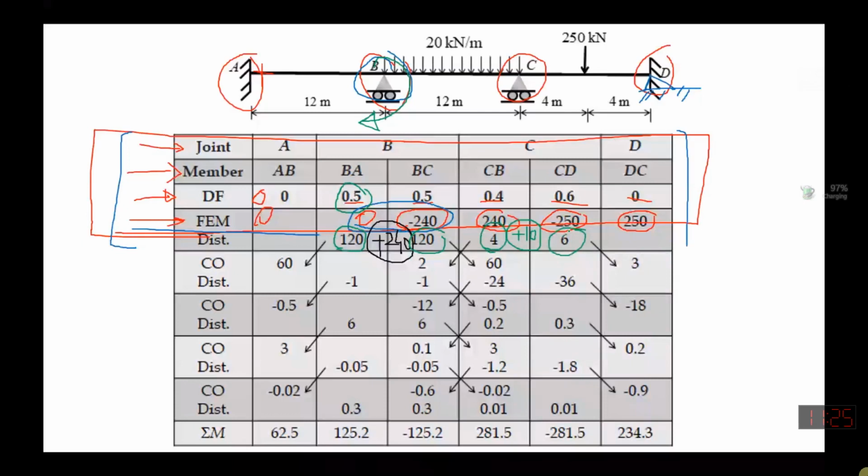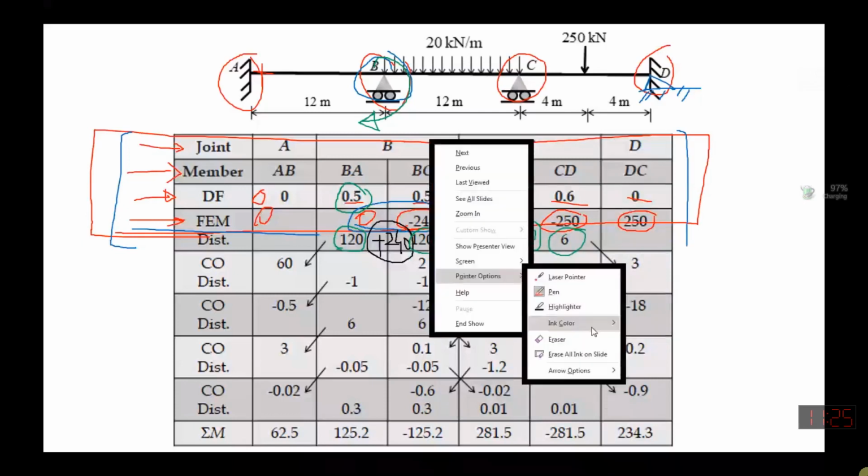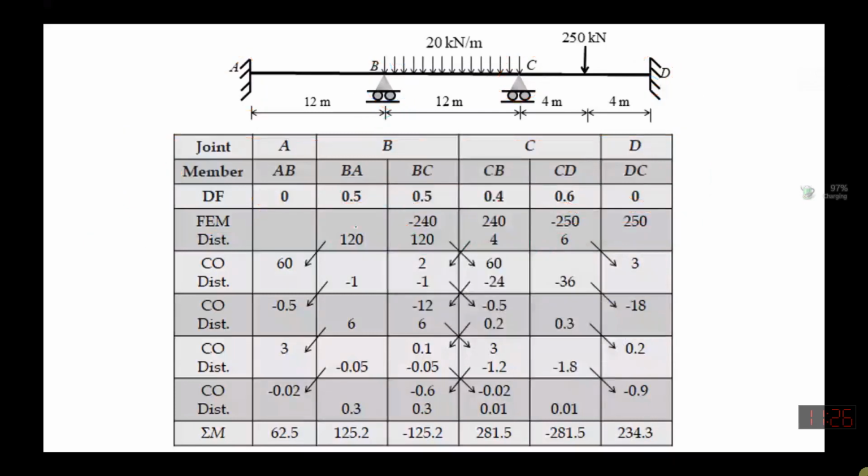I repeat again. If you see over here at joint B, our unbalancing moment is minus 240. To counterbalance it, we need plus 240 moment, which is required for equilibrium. Here the unbalancing moment is minus 10, so we need plus 10 to keep the equilibrium. Clear? This counterbalancing moment will be distributed based on the distribution factor. The distribution factor here is 0.5, 0.5.